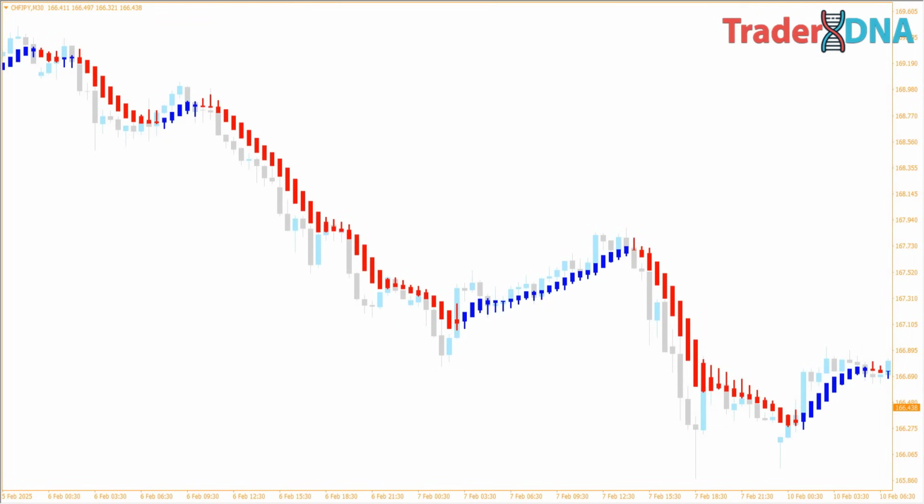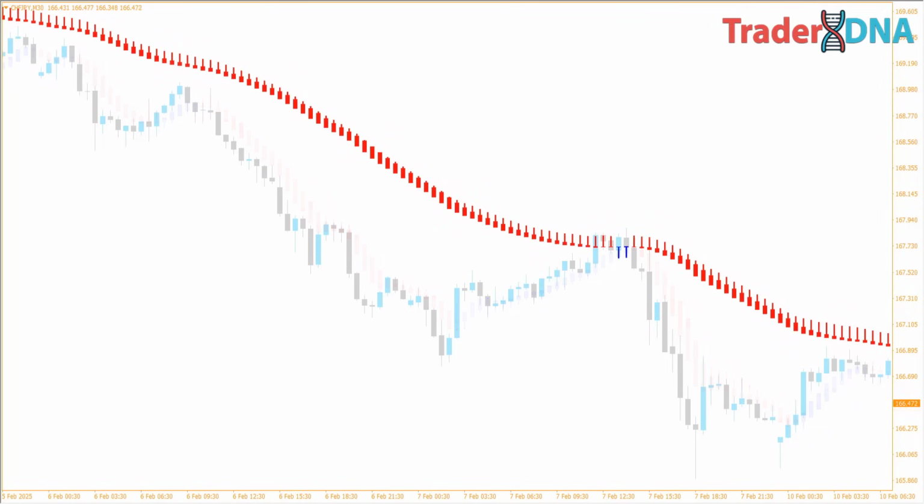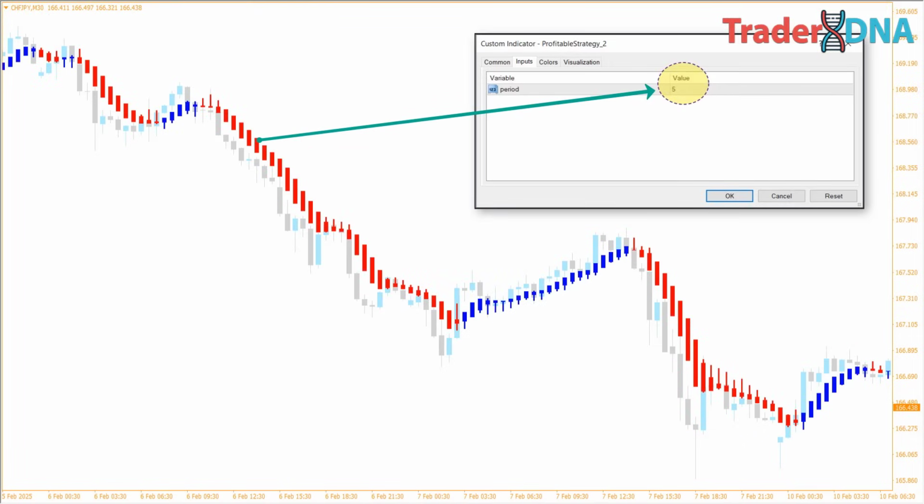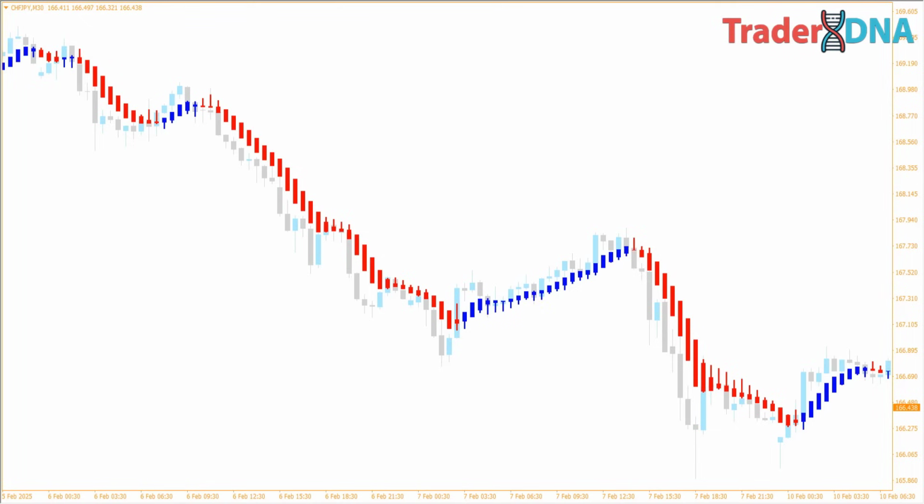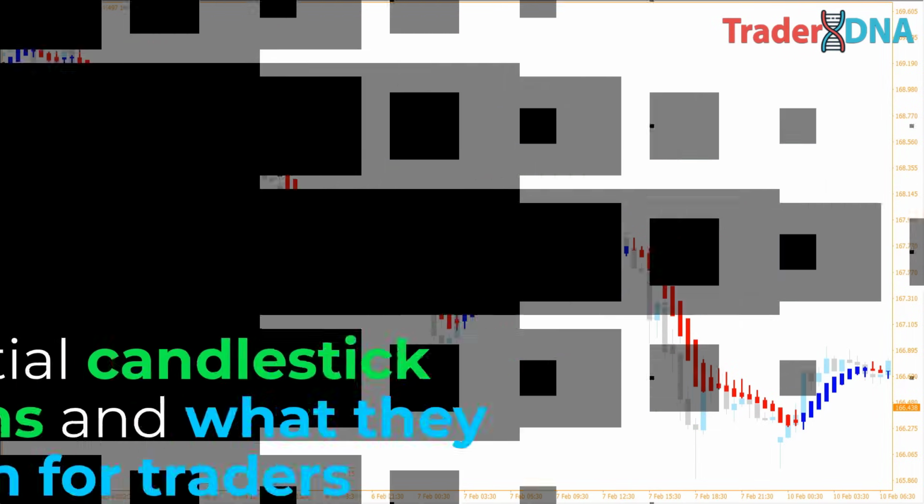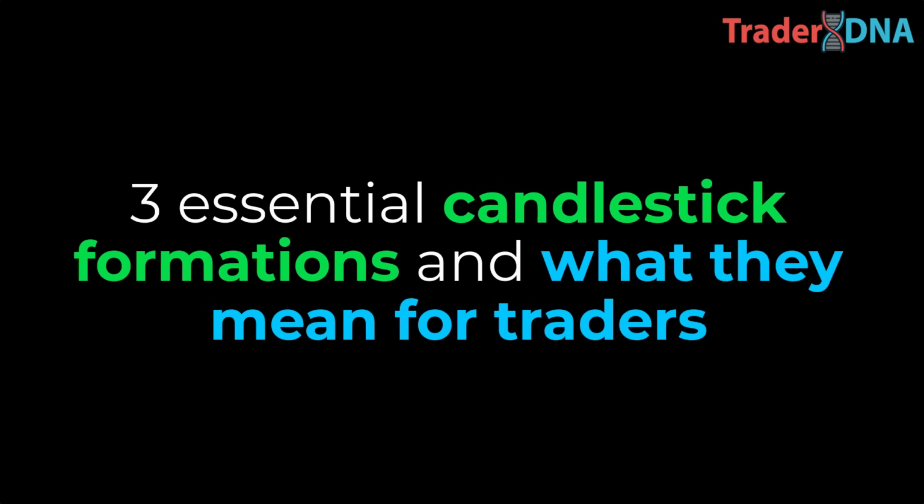If the period is set too high, the candlestick formations produced by this indicator lose their ability to reflect the real state of the market. Through extensive testing, I've found that 5 is the most logical choice. It analyzes a small but crucial set of 5 candles, yet still effectively highlights the midterm market trend, which we previously discussed using indicator 1. Now, let's dive into these 3 essential candlestick formations and what they mean for traders.